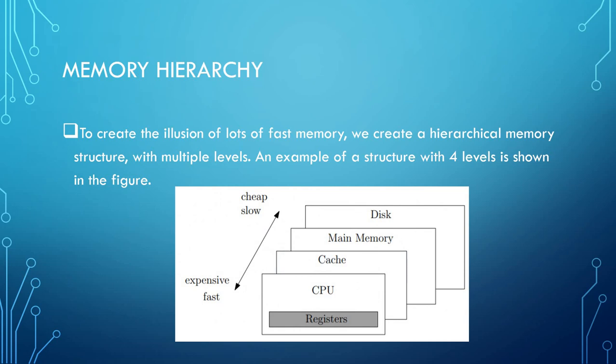To create the illusion of lots of fast memory, we create a hierarchical memory structure, with multiple levels. An example of a structure with 4 levels is shown in the figure. In the CPU, registers allow to store words, which can be accessed extremely fast. If information is not present in one of the registers, the CPU will request information from memory.